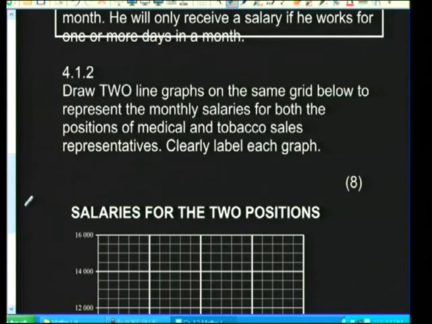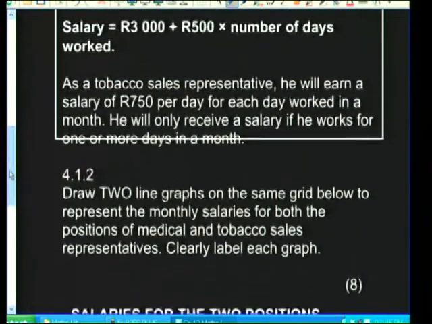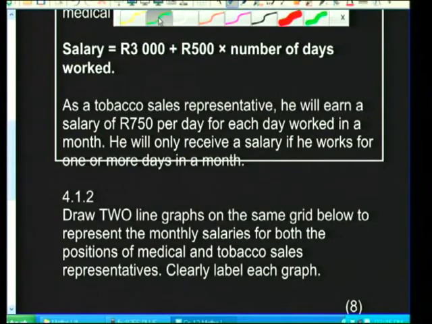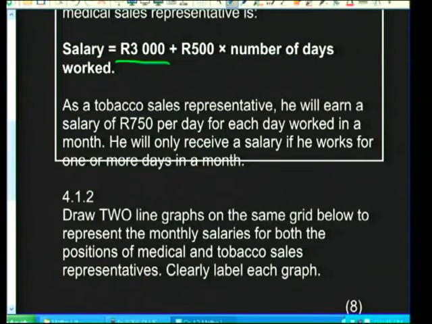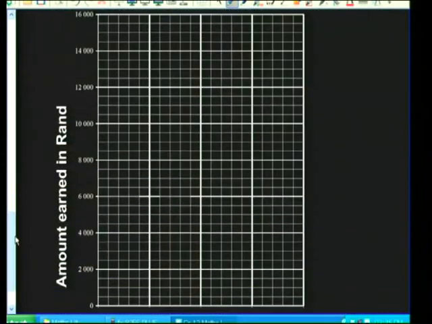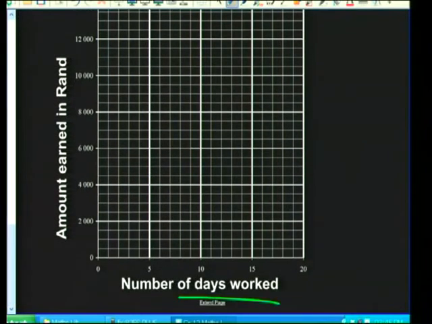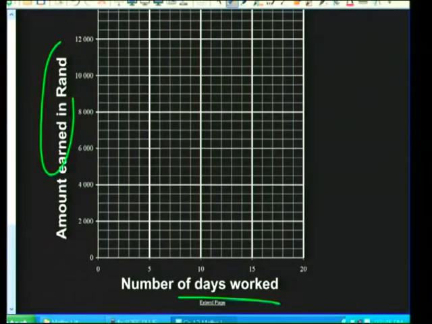Draw 2 line graphs on the same grid to represent the monthly salaries for both the positions of medical and tobacco sales reps. Clearly label each graph. Okay, so we're going to do a green graph and an orange graph. My first green graph is on my medical rep, 3,000 Rand plus 500 Rand for the number of days worked. So, if I don't work, now you'll see here my horizontal axis says the number of days worked, my vertical axis, the amount of money earned. If I don't do any work at all, so I don't even go to work, as a medical rep, I'm going to pull in 3,000 Rand a month. There it is right there.